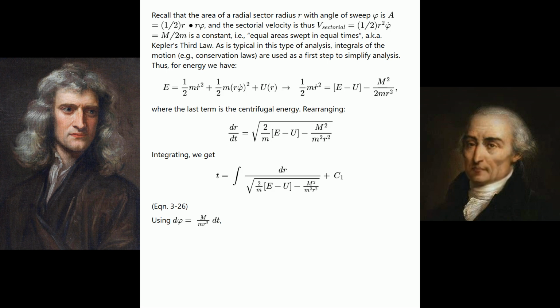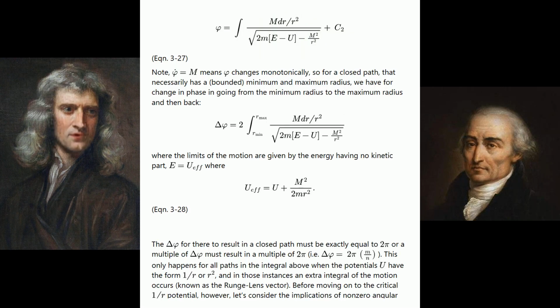Using d phi equals M over m r squared times dt, see equation 3-27. Note, phi dot equals M over m r squared means phi changes monotonically, so for a closed path that necessarily has a bounded minimum and maximum radius, we have for the change in phase in going from the minimum radius to the maximum radius and then back, the equation shown, where the limits of the motion are given by the energy having no kinetic part, equation 3-28.